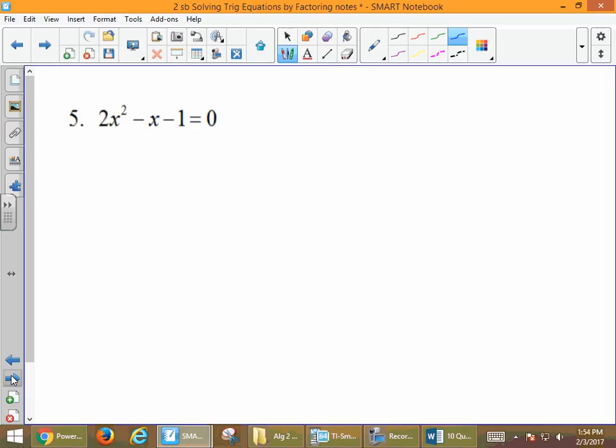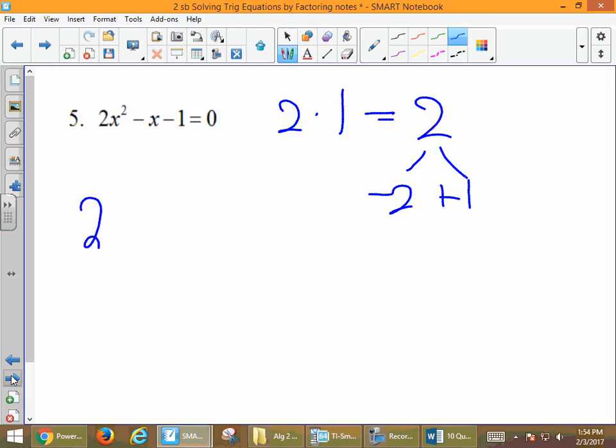So first thing we need to do is take A times C. So we have 2 times 1, which is another 2, which we know just from the last problem. And our factors of 2 are 2 and 1. And then we have another negative 1, so these are actually going to be the same factors of negative 2 and positive 1. And so we're going to split our middle and rewrite it as x minus 2x plus x minus 1.